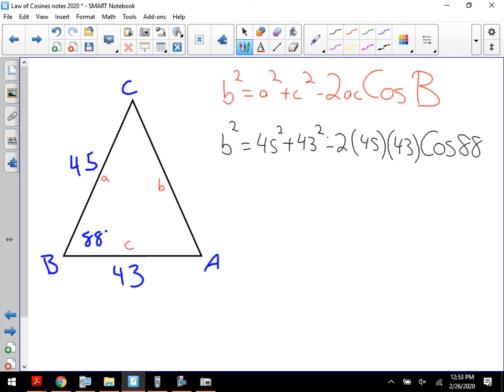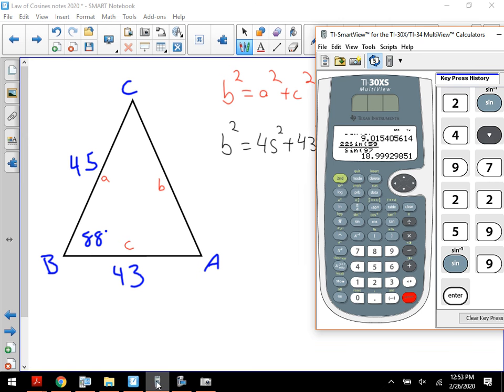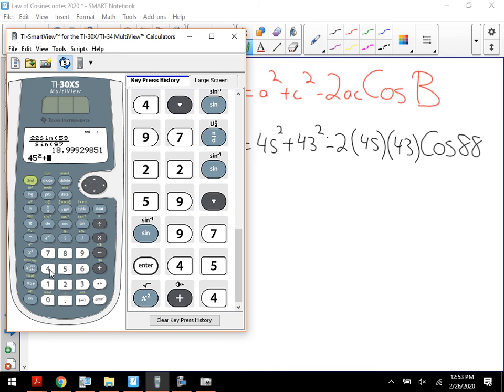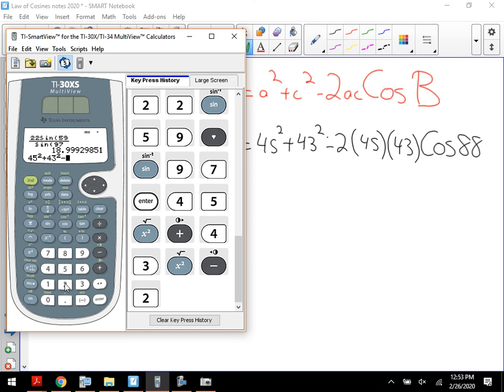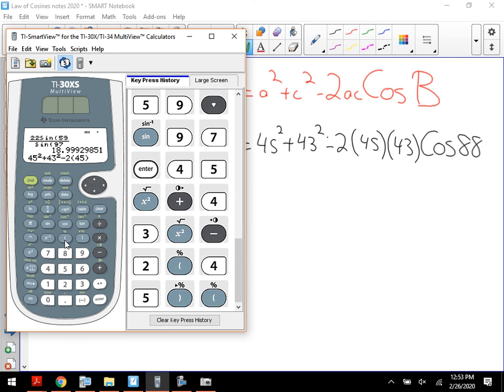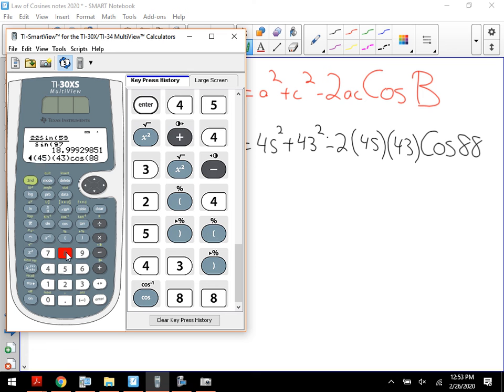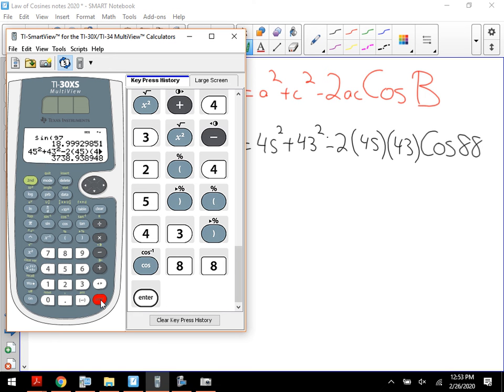Here's what I mean. If I take my calculator out and I type in 45 squared plus 43 squared minus 2 parentheses 45, close, open, 43, close, cosine 88. We're so used to hitting sine right now, I wouldn't be surprised if some of you accidentally hit the sine button every once in a while. That's why it's important to write it out. And then I hit enter. You get some crummy decimal, 3,700 something, and so on. That value equals b squared.